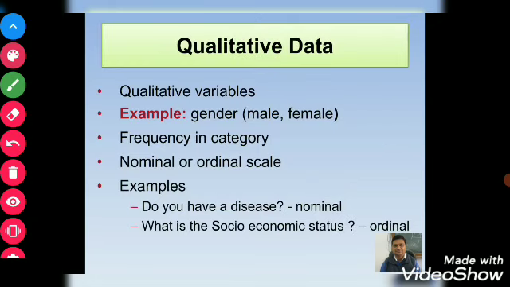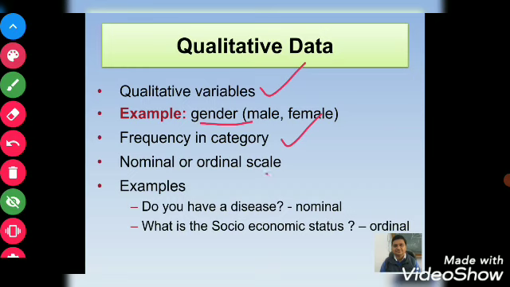Now qualitative data includes qualitative variables. An example is the gender of an animal. The animal may be male or female. Then the frequency in that category. Suppose you have 100 animals and 100 animals calved. So either of two types of calf will be produced, male or female. So 100 calves may be 50 male, 50 female. That frequency in a particular category is known as qualitative data.